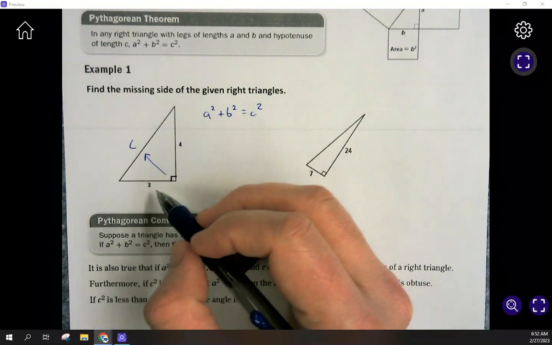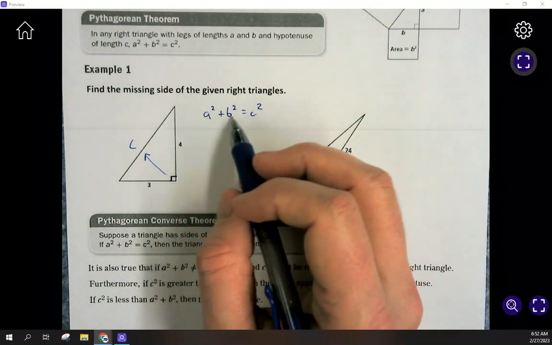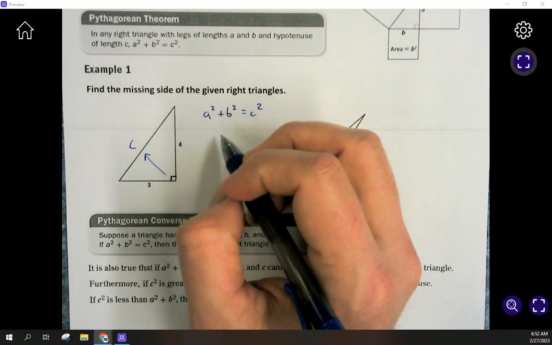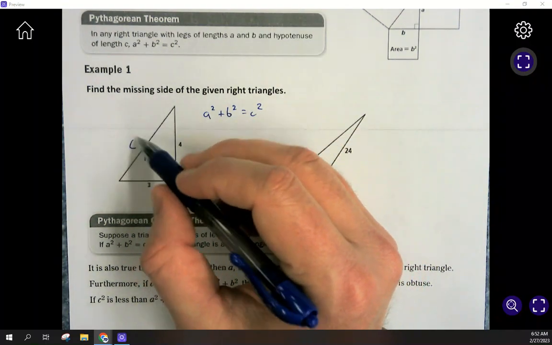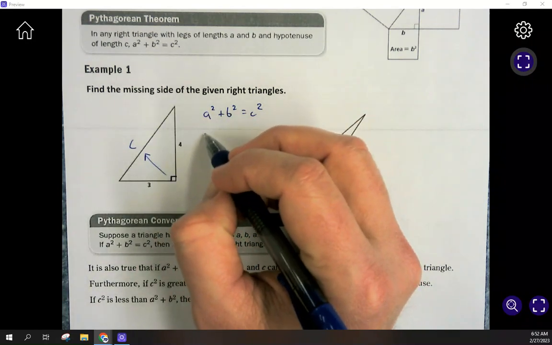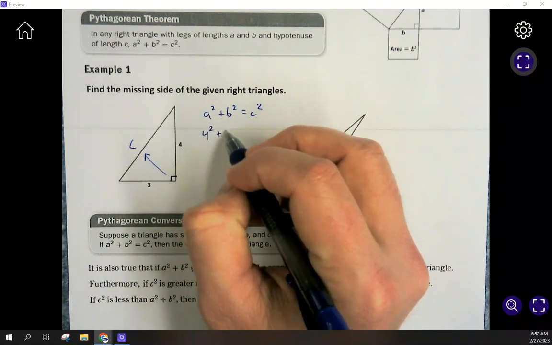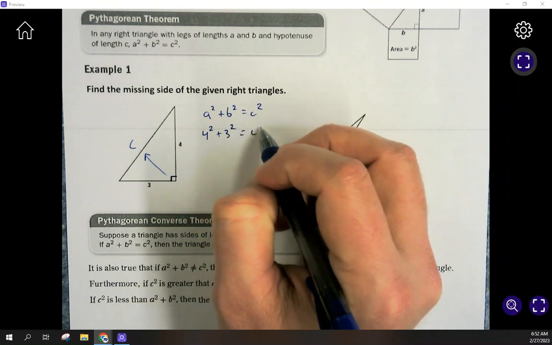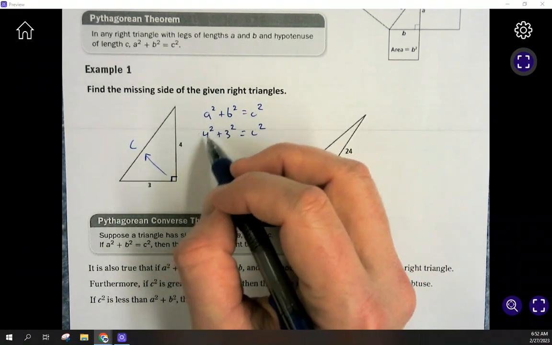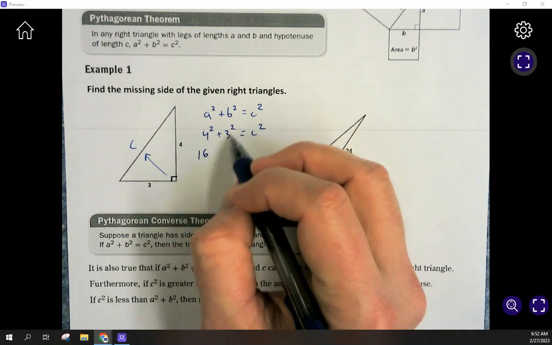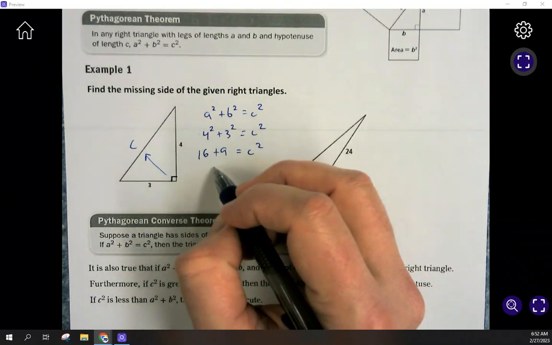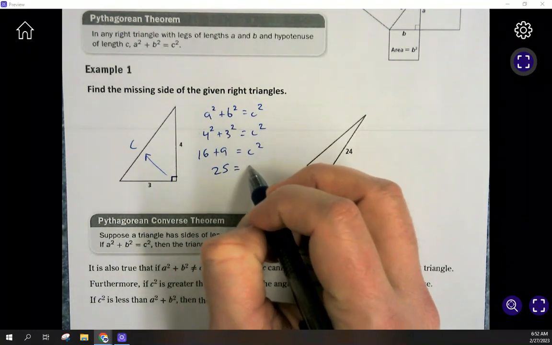Okay, so 4 and 3 have to be plugged in for a and b. Doesn't matter where you put them. You can put 4 for b, you can put 4 for a. Doesn't matter. The important part is that c always represents your longest side or your hypotenuse. So we have 4 squared plus 3 squared equals c squared. You're going to algebraically simplify this side. So 4 squared is 16, 3 squared is 9. You would combine those. That's 25.